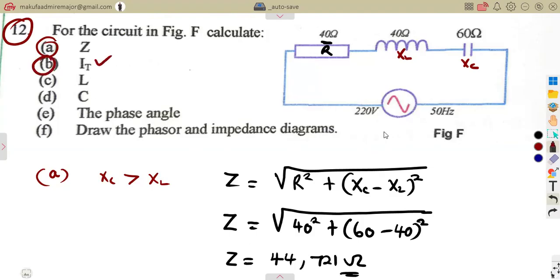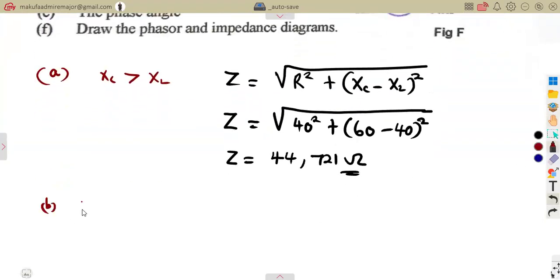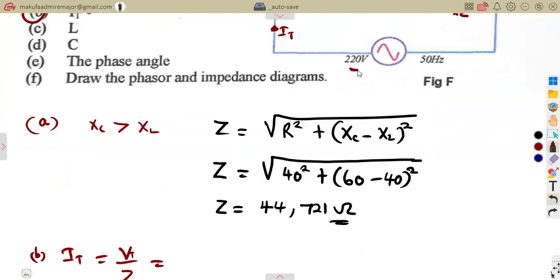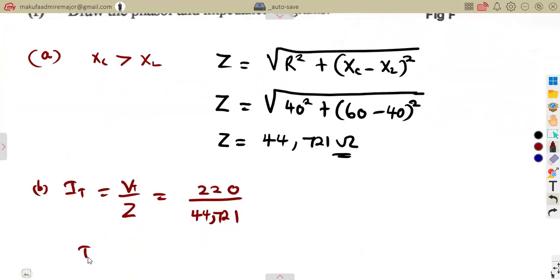Then B, the total current. From this, we understand this is a series circuit that you're given, and in a series circuit, the current is the same. So you can consider, just like the previous case, the total current from the total voltage over the total impedance. We are given the voltage of 220. So this is 220 over the impedance that we calculated, 44.721. That is going to give us the total current in this case, which is 4.919 amps.